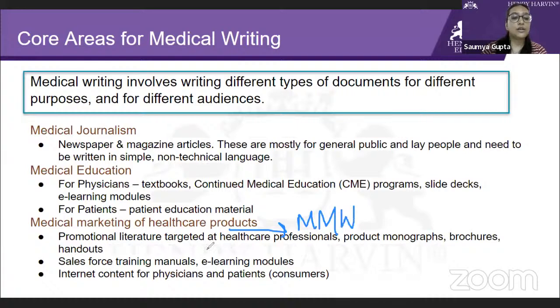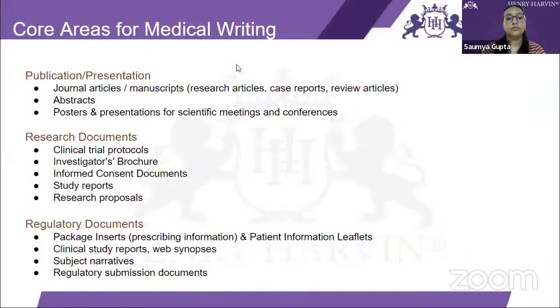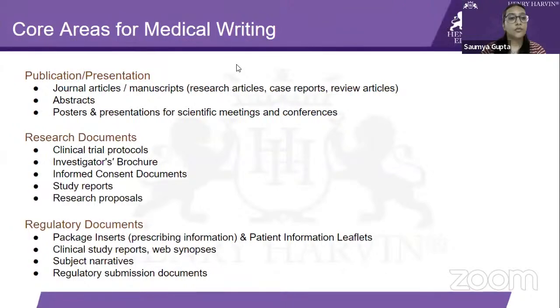Then medical marketing for healthcare, a specific field known as medico marketing writing, MMW, which is writing promotional literature for healthcare professionals. The purpose is to promote the products manufactured by the company for their sales, marketing, and advertisement purposes. Then the documents written for publication and presentation include research articles, review articles, case reports, abstracts, posters, and presentations for scientific conferences and meetings.